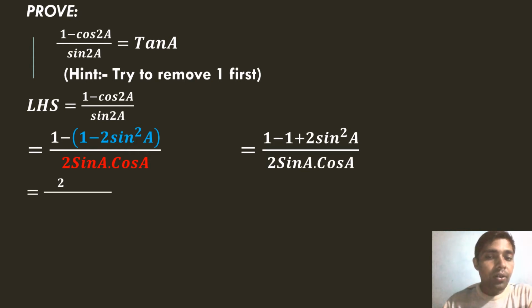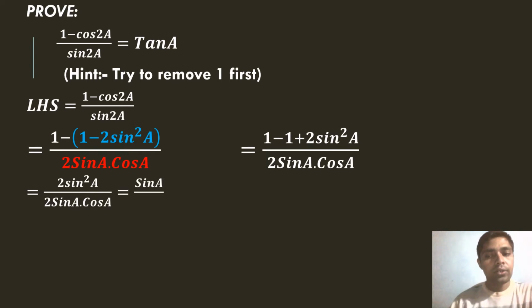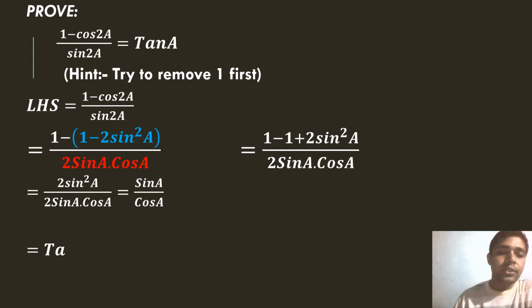Then we can see the numerator will be 2 sin square a, and in the denominator we have 2 sin a dot cos a. It means we can cancel the sin a term as well as the 2, then we'll get sin a upon cos a, that is tan a, which we have to prove. So in this way we have got RHS.